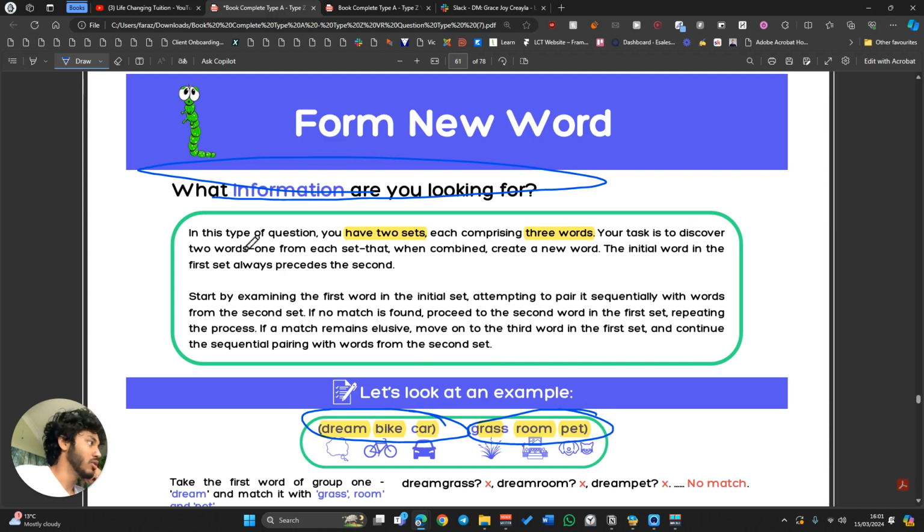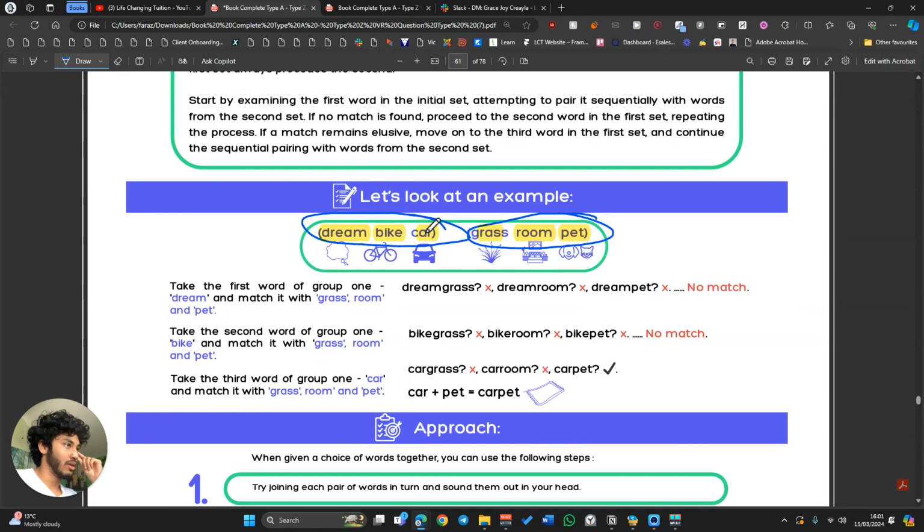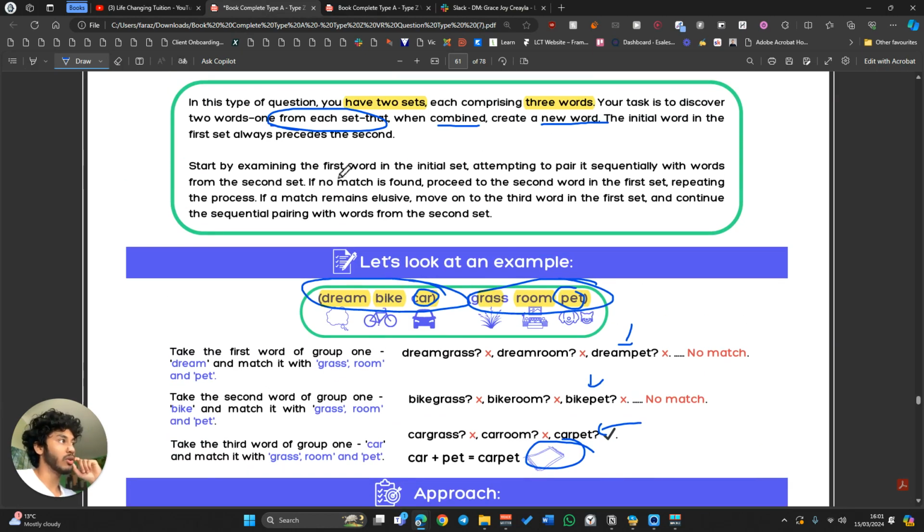Your task is to discover 2 words, one from each set, that when combined, create a new word. So it's looking for a word from each of these sets. When you put them both together, you'll get a new word. Let's look at this. If you use car and pet and put them together, you get the word carpet, which is obviously a word, whereas things like dream pet and bike pet are not.